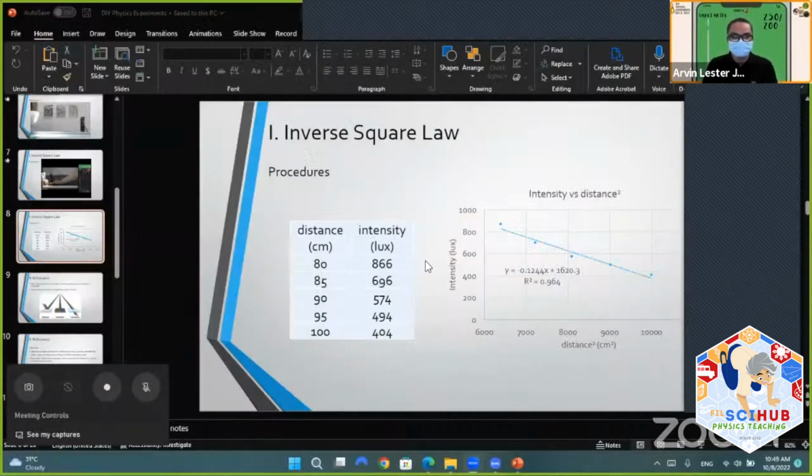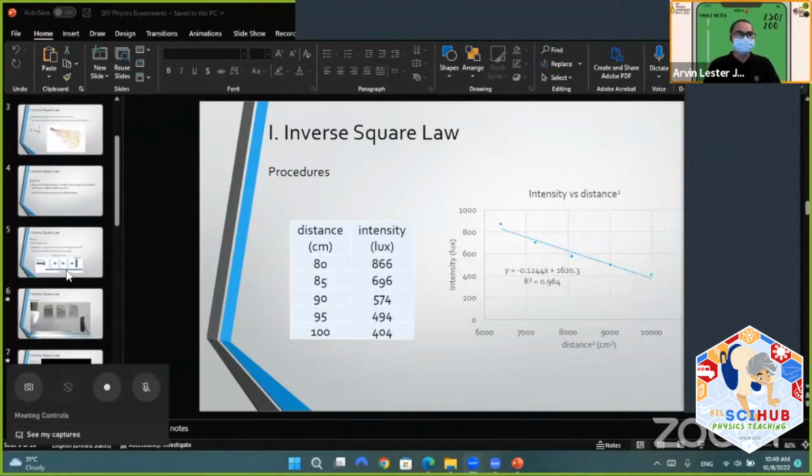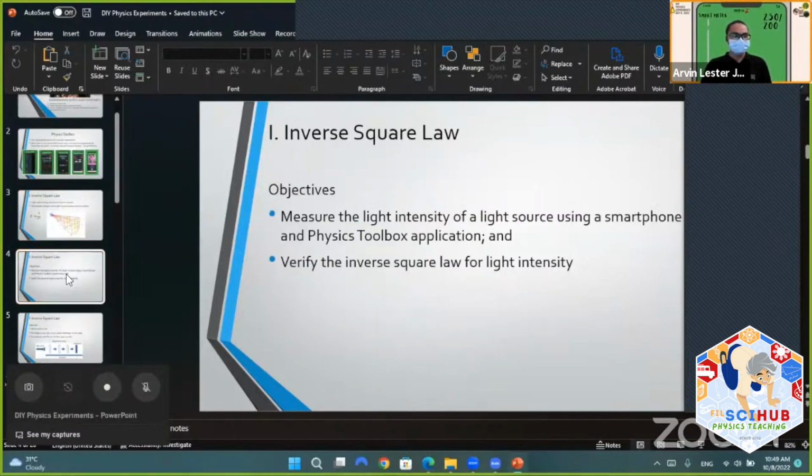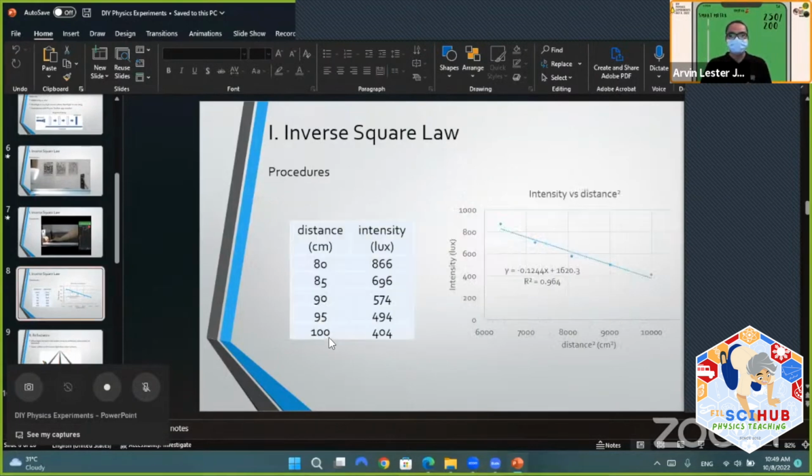As you can see here, what I used in the x-axis is the square of the distance, not the actual distance. According to the inverse square law, the intensity is inversely proportional to the square of the distance. So the relationship of intensity and the square of distance is linear but inverse. Okay, so inverse linear relationship.